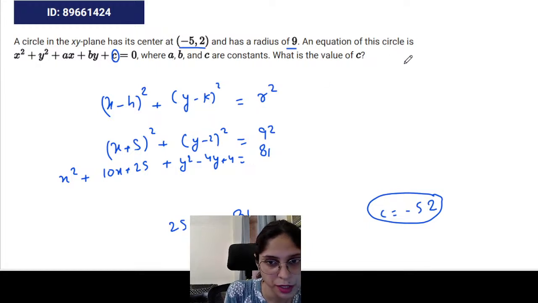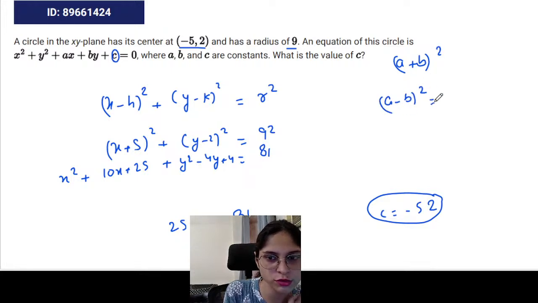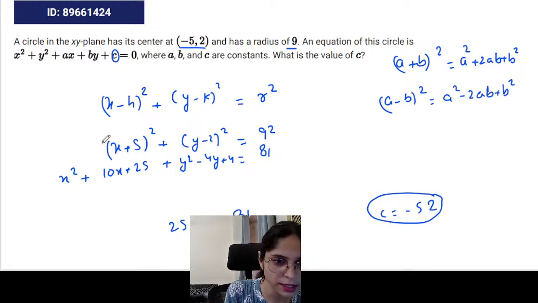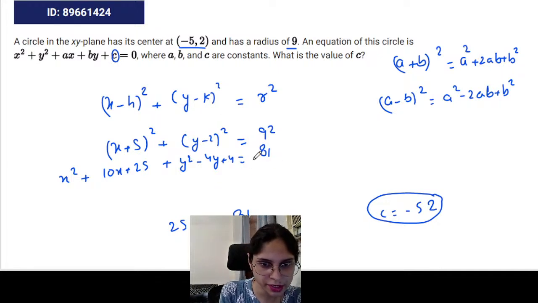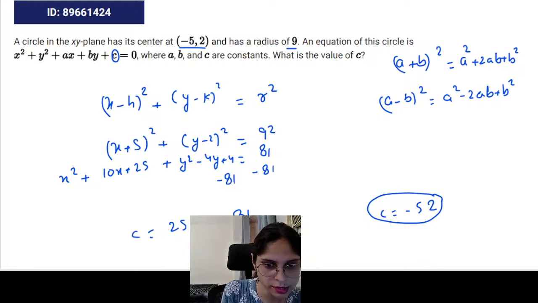And please, I know many students don't do this, and it just irritates me so much in spite of telling them too many times, because these are two most important and two most basic formulas. Remember them. A plus b whole squared is a squared plus 2ab plus b squared. A minus b whole squared is a squared minus 2ab plus b squared. And that is how I am expanding it. X squared plus 5 times 2 10x plus 5 squared 25. Y squared, 2 times 2 is 4y, 2 squared is 4. Alright, and everything is on one side, so you subtract 81 on both sides. And this is what is contributing to the C part. So the value of C is negative 52.